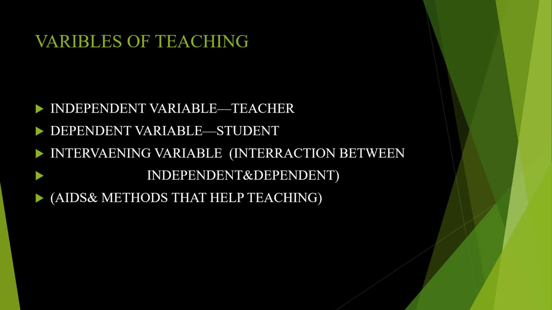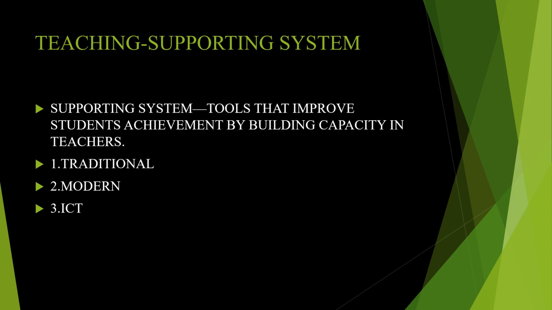Teaching aids are used by the teacher. It also helps the teaching. Methods that help the teaching. All these things come under the intervening variable. Understand? So three variables are there. One is independent, and independent is the teacher. Dependent is the student. And intervening is all those things that constitute the teaching and learning process. So we have studied the variables of teaching. Next, we are talking about the teaching supporting system.